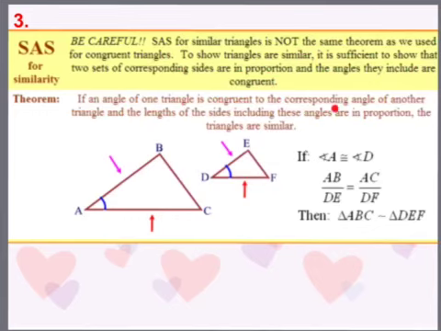So if an angle of one triangle is congruent to the corresponding angle of the other triangle, here and here, and the lengths of the sides including these angles, the sides that form that angle, are in proportion, then the triangles are similar. So if angle A is congruent to angle D, and AB is in proportion to DE, and AC is in proportion to DF, and that proportion is equal, obviously it has to be by that scale factor, that common ratio, then triangle ABC is similar to triangle DEF by side, angle, side, similar to side, angle, side.